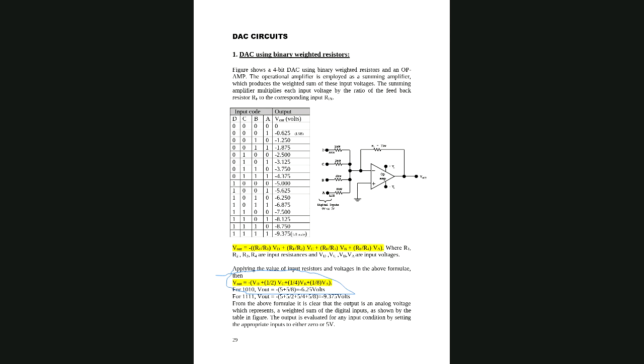Then VC is the next lower, and then VB is the next one. The lowest weight is 1 by 8 for the LSB. So the LSB weight is 1 by 8, the lowest, and the MSB is one times VD, so it is the highest. Everybody understand? This is the equation that we have. So once I have this equation, just 1 minute, my friend, just 1 minute.